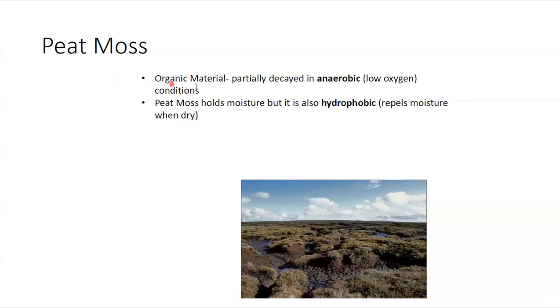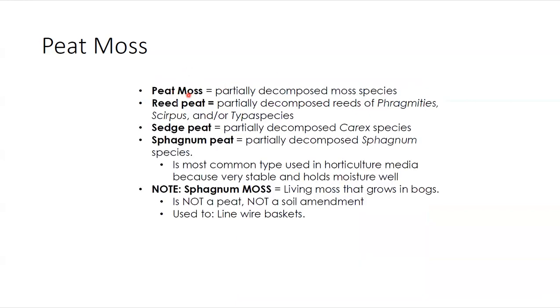So peat moss is one of the most popular organic materials to put into growing medias. There's also reed peat, same process, but with a different parent material. Sedge peat is the same thing, the same process, but instead of reed, it's carex, a sedge. Sphagnum peat is from sphagnum moss, same thing. It's just where it actually comes from.